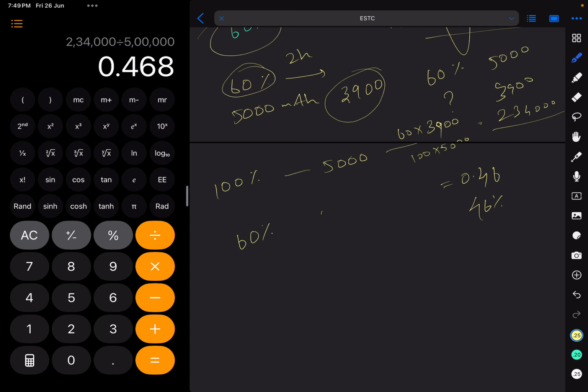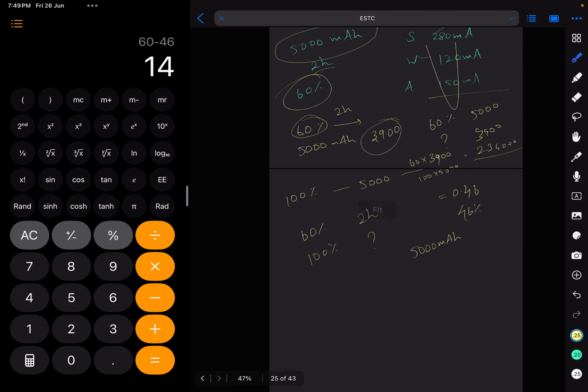So 60% for 2 hours, for 100 how much? Is that correct? No. From 60 to 46 takes 2 hours. From 60 to 46, 40... no. With a bad maximum duration. Okay.